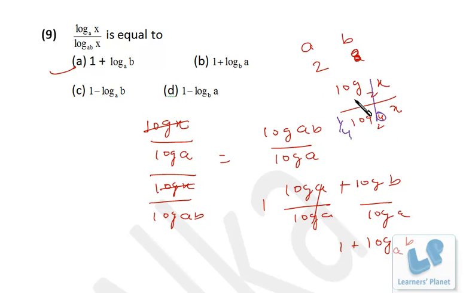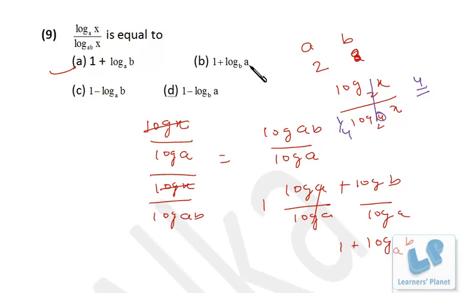So this will be cancelled. So finally 1 upon 1 by 4, that means 4, right? Now if we see, where do we get 4 when we put a is equal to 2, b is equal to 8, right? So this is 1. Log 8 to the base 2 will be 3. So 1 plus 3 is 4, right? So simply you can do this problem by this method also.